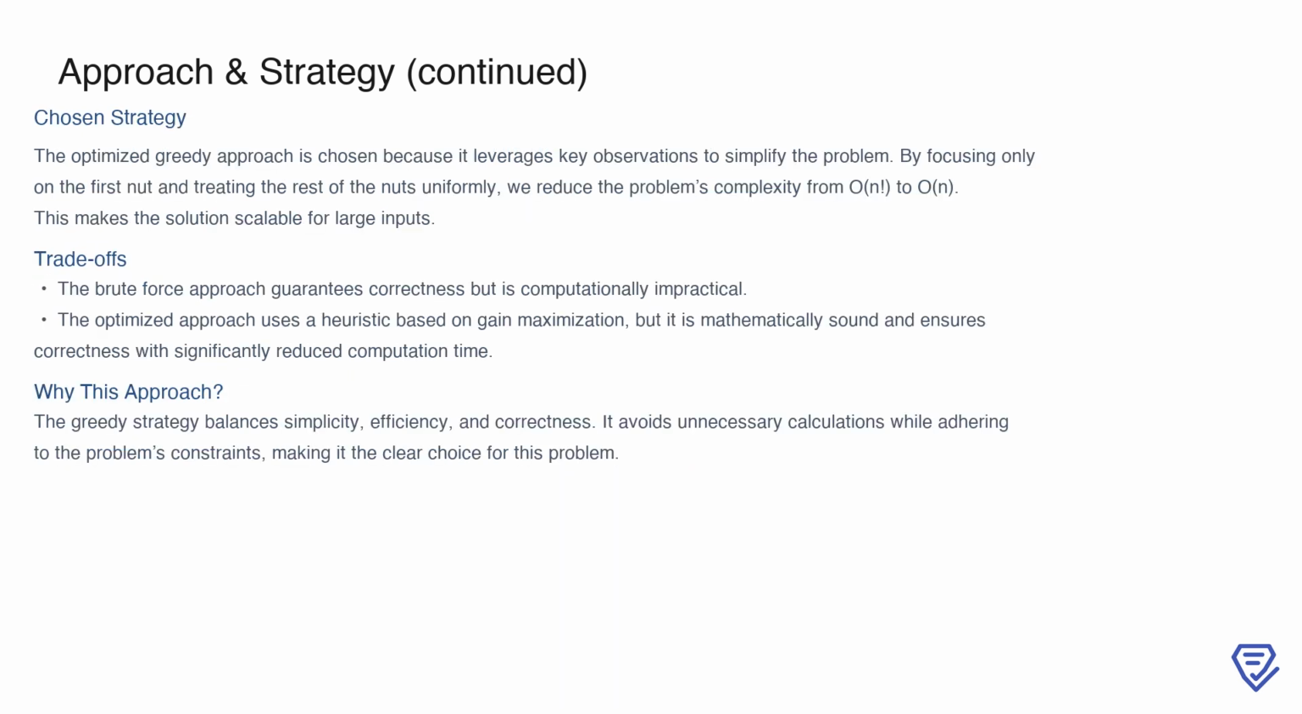Given the problem's constraints, the optimized greedy approach is the strategy of choice. It simplifies the problem by focusing solely on the first nut, while treating the rest uniformly. This reduces the computational complexity from factorial in the brute force approach to O(n), making the solution scalable even for large inputs. While the brute force approach guarantees correctness by evaluating all permutations, it's computationally impractical due to its factorial growth. In contrast, the greedy approach is mathematically sound, leveraging gain maximization to ensure correctness while avoiding unnecessary calculations.